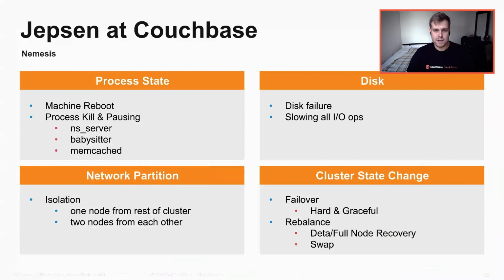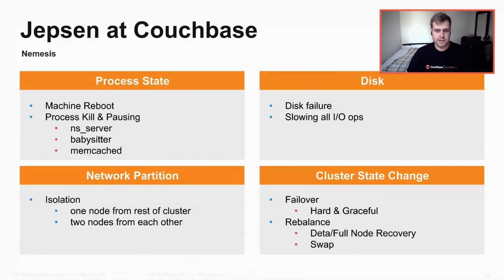So I've mentioned a little bit about Nemesis, but I wanted to share with you the sort of Nemesis that we perform on the cluster while testing. Currently, we have 4 broad categories. The first of these being process state, where we can play with the execution of a given process of Couchbase Server by performing a hard reboot, killing a process, or pausing it for a given period of time.